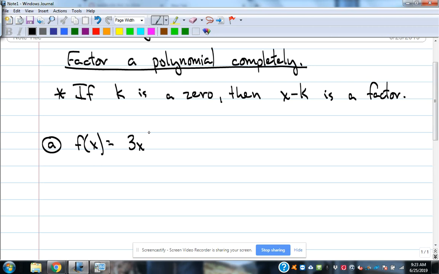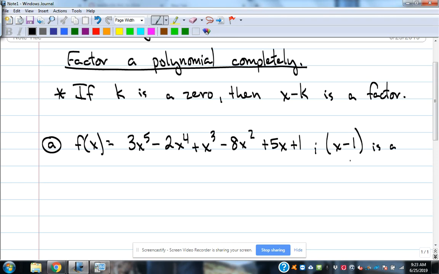Maybe it's 3x to the 5th minus 2x to the 4th plus x to the 3rd minus 8x squared plus 5x plus 1. And they're going to give us the first factor, and it's x minus 1. Okay? They'll say x minus 1 is a factor. The instructions may say that the factor is listed after the problem. So it's a factor, and we're going to use it in synthetic division to start breaking this polynomial down.